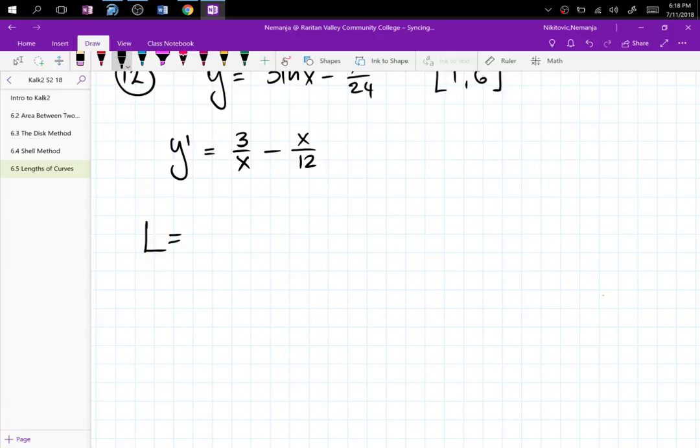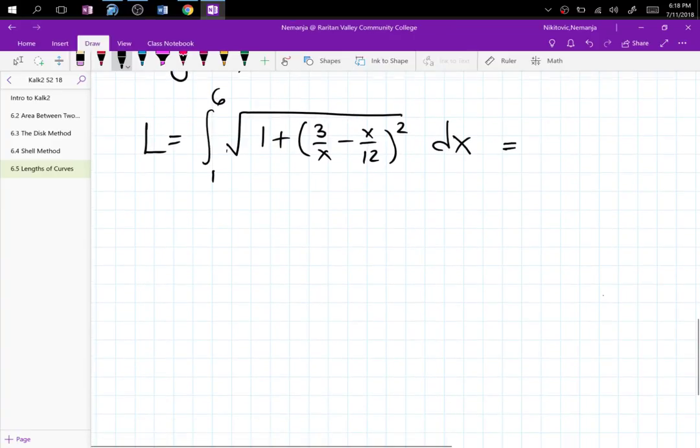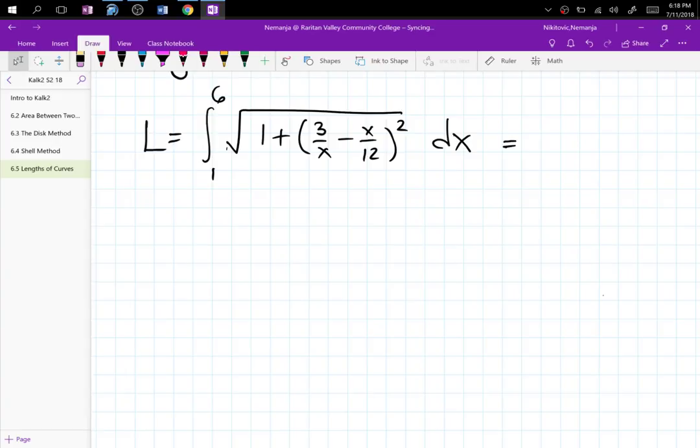L equals integral from 1 to 6 square root of 1 plus open parenthesis 3 over x minus x over 12 squared dx. Yeah, we gotta integrate this.